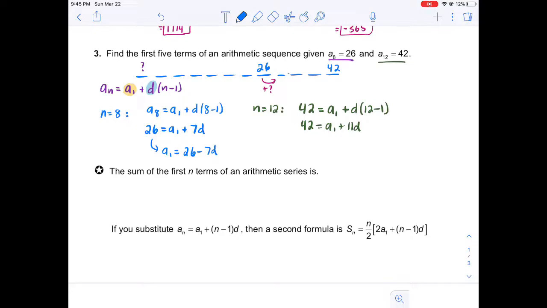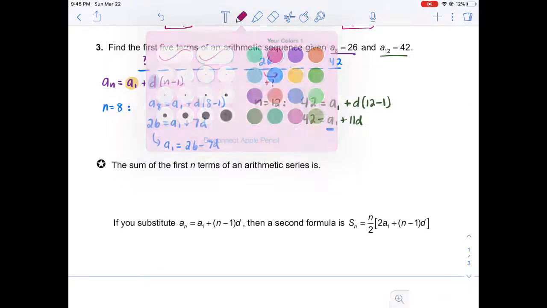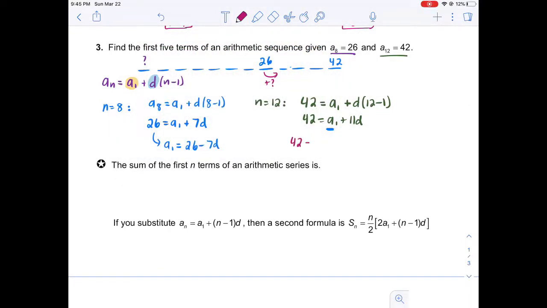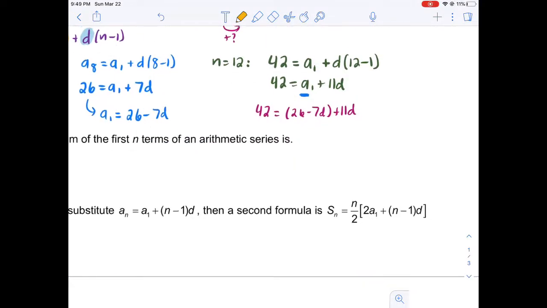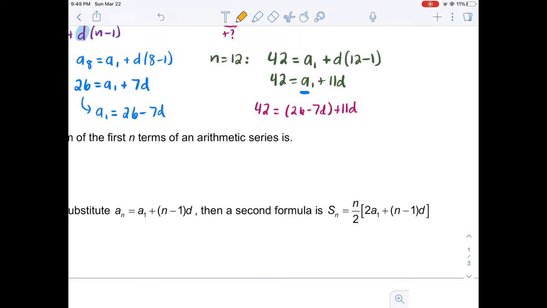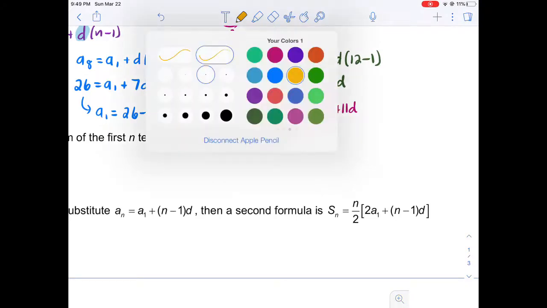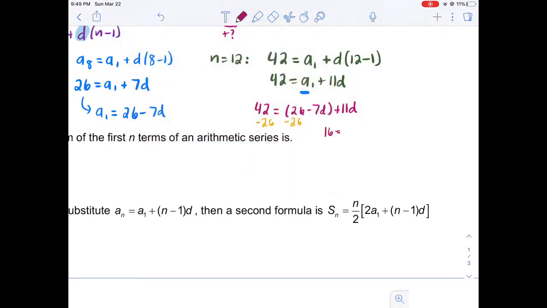Then we're going to go over to the A1 in my other equation, and make a substitution. So that makes this 42 is equal to 26 minus 7D plus 11D. As we go to solve this, the parentheses have nothing in front, so we can remove them. We subtract 26. That gives us that 16 is equal to negative 7 plus 11, that's 4D. And if we divide by 4, that gives us that our common difference is 4.